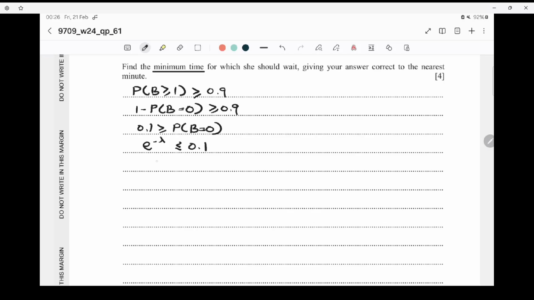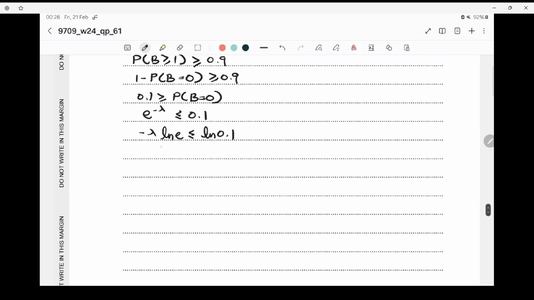0.1. So you take the natural logarithm. Okay, so ln e equals to 1. And then you change the minus sign. So you get something like this. So in the end, when you find the value of ln 0.1 and then multiply with minus 1, you get 2.3.